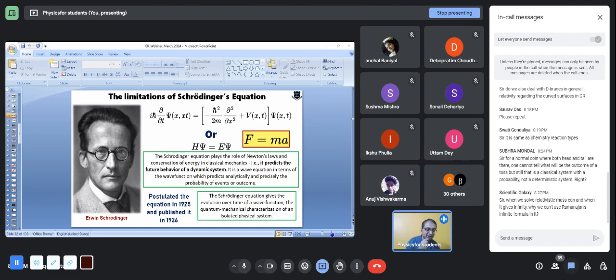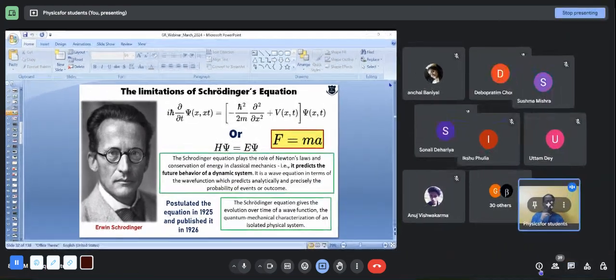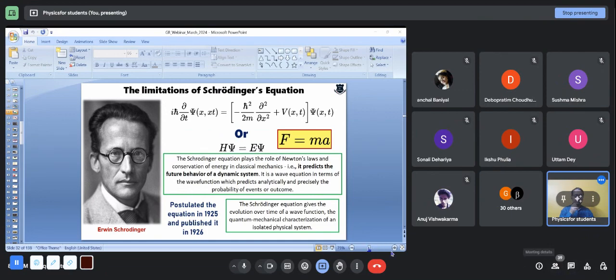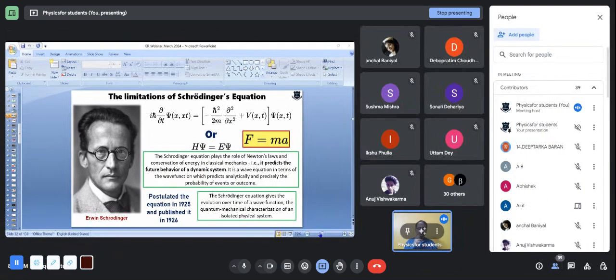When we saw the relativistic mass equation, and when it gives infinity, why can't we use Ramanujan's infinity formula? I will talk about that later, because this would again take a lot of time, as it is off topic. So I'm sorry for not answering this question, but I will definitely take it into account once I complete this part.